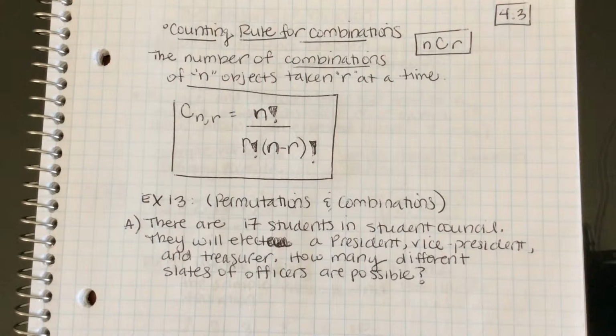Now we're getting into the counting rule for combinations. So the number of combinations of n items taken r at a time. The difference between a permutation and a combination is that in a combination, order does not matter. 1, 2, 3, 4 is the same as 3, 2, 4, 1 is the same as 4, 3, 2, 1. That's the same combination of four numbers. In a permutation, that order is a difference.